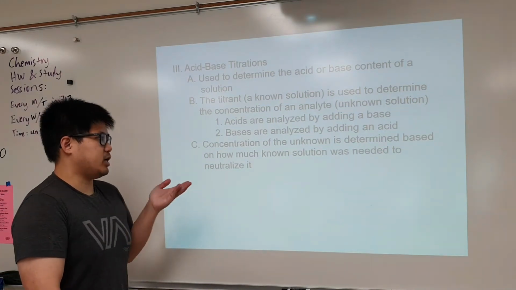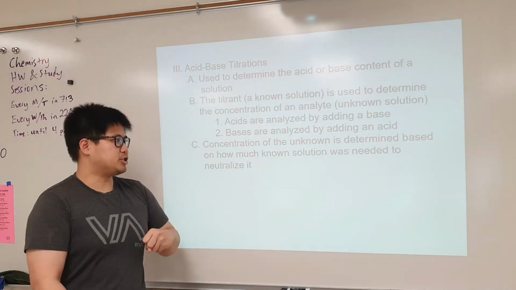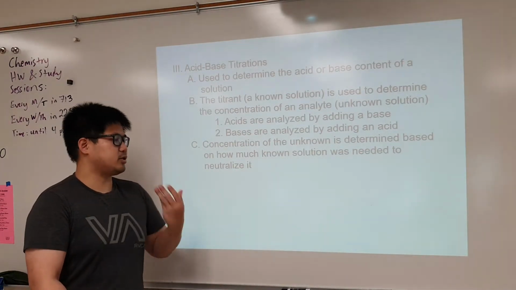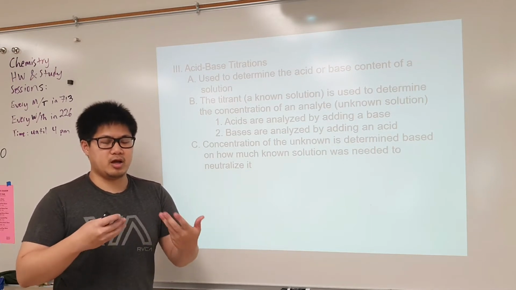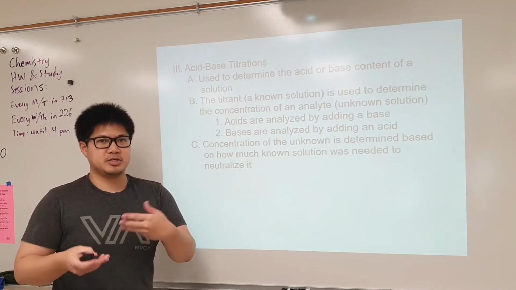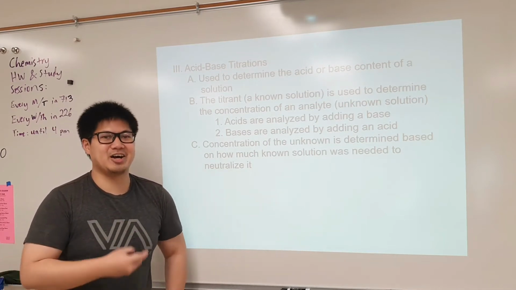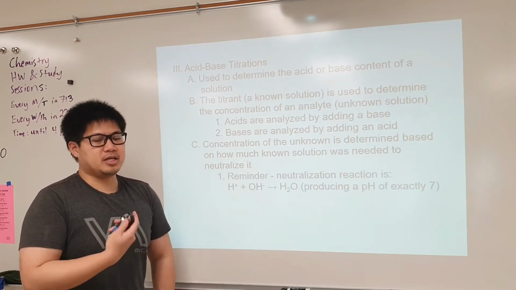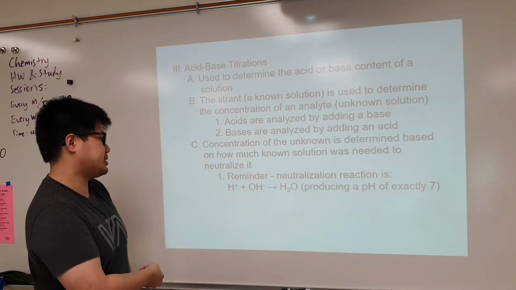The concentration of the unknown is determined based on how much of the known solution we were going to use to neutralize it. In other words, if we're dealing with an unknown acid, how much of this base did we use to cancel it out? And then we use some math to figure out, okay, this is the concentration of my unknown solution. So let's just go over some really quick reviews before we go over an example.